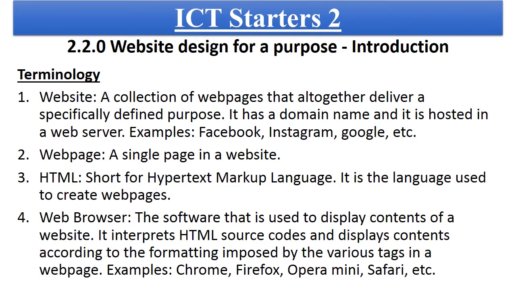1. Website. A website is a collection of web pages that altogether deliver a specifically defined purpose. It usually has a domain name and it is hosted in a web server. Examples of a website are Facebook, Instagram, Google, etc. All of these websites have their individual purposes. 2. Web page. A web page is a single page in a website.